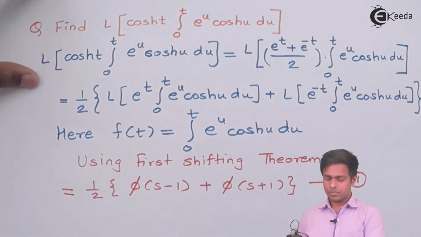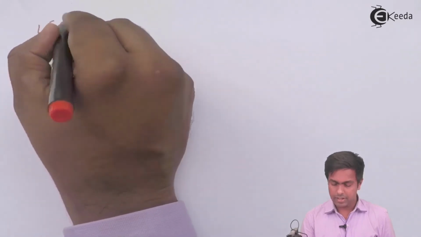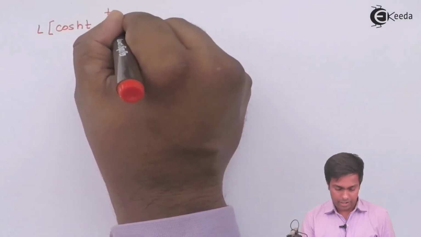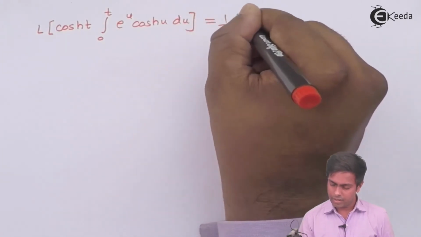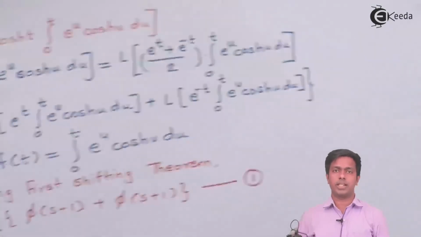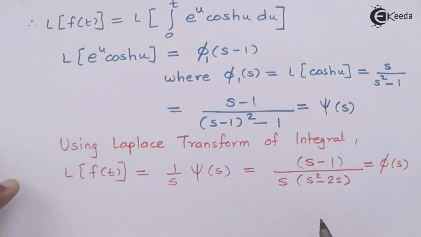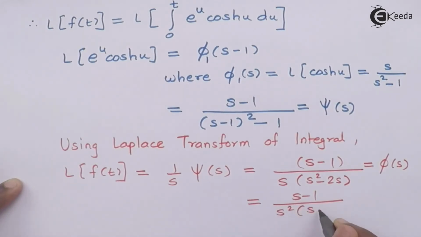So the final answer is Laplace of hyperbolic cos t integral 0 to t e to the power u hyperbolic cos u du is equal to half in bracket. Now to get phi of s minus 1, I will replace s with s minus 1. So here I have s, I'll replace it with s minus 1. Guys, we can simplify this further like this. So s minus 1 upon s is common. So s square in bracket s minus 2.